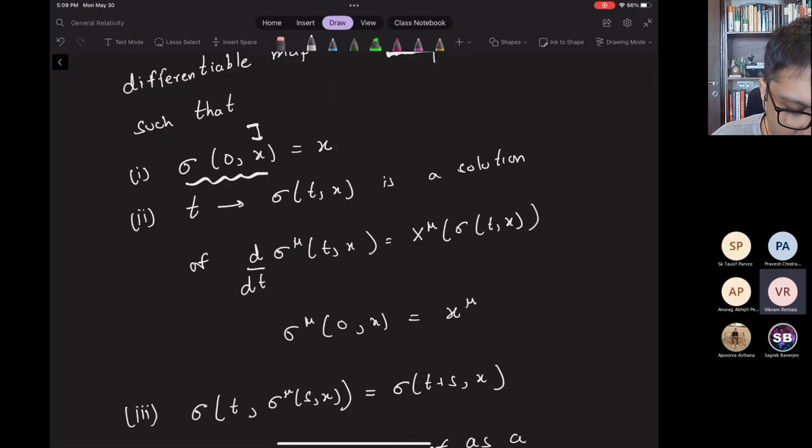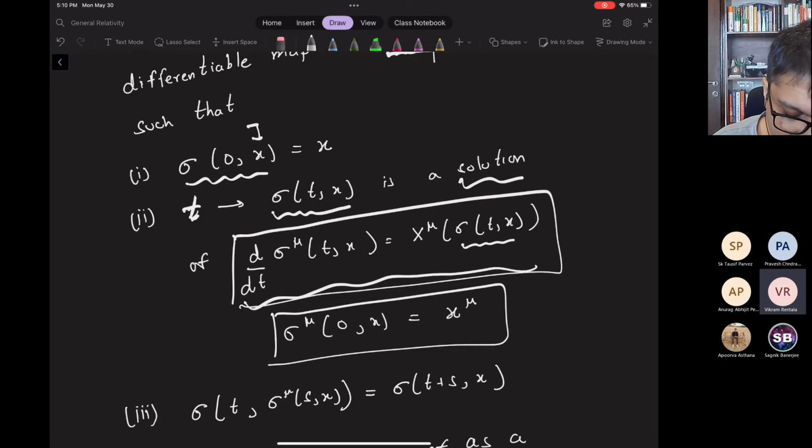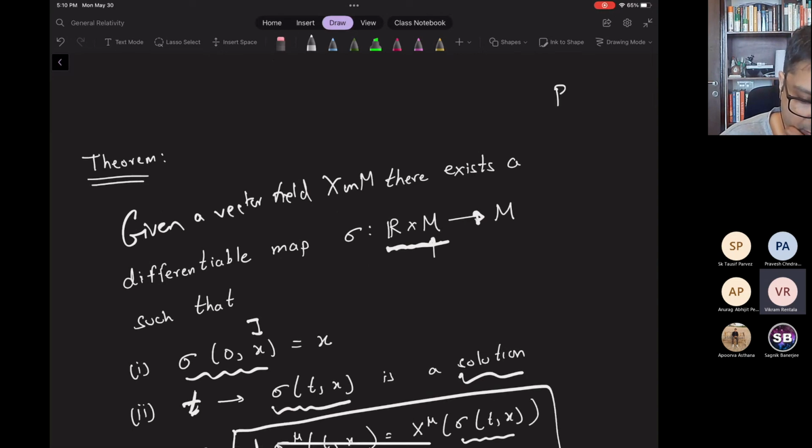If you give me a value of T, then I can construct for you sigma Tx, where sigma Tx is a solution to this differential equation: d sigma mu dt is equal to X mu evaluated at sigma Tx, with this initial condition: sigma mu 0x is equal to x mu. So I've changed the definition of the point P. I now allow the point P to be any point on the manifold. So instead of assigning it this particular coordinate x0, we just write its coordinates as x, or x mu.